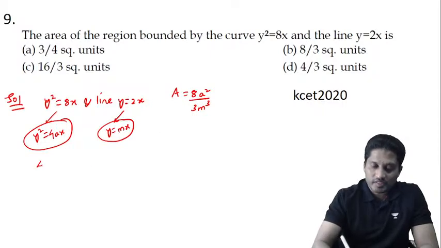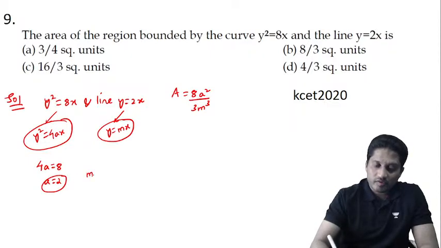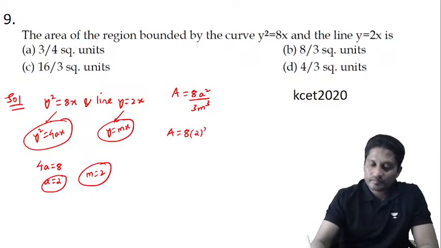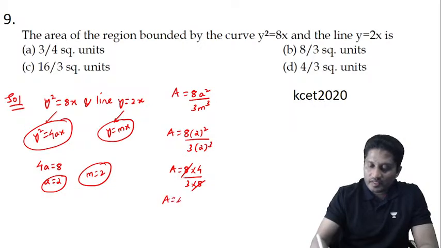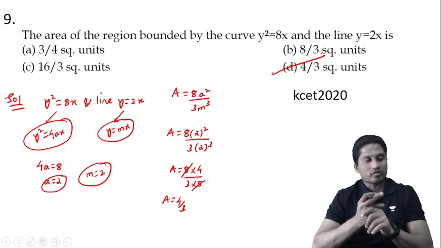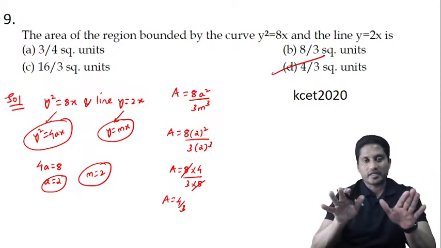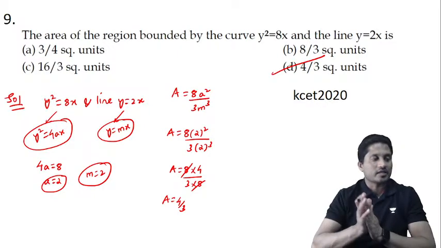If I compare, you get 4a is equal to 8, a is equal to 2, and m is equal to 2. A is 2, m is 2. Area is equal to 8 into 2 square divided by 3 into 2 cube. So this is 8 into 4 divided by 3 into 2 cube, which is 8. This will cancel. Area is equal to 4 by 3 square units. Answer is option D. This was asked in 2020, so you don't need to integrate parabola, line, nothing. Use the shortcut. Within 30 seconds you get the answer. Okay, let's move to the next question.